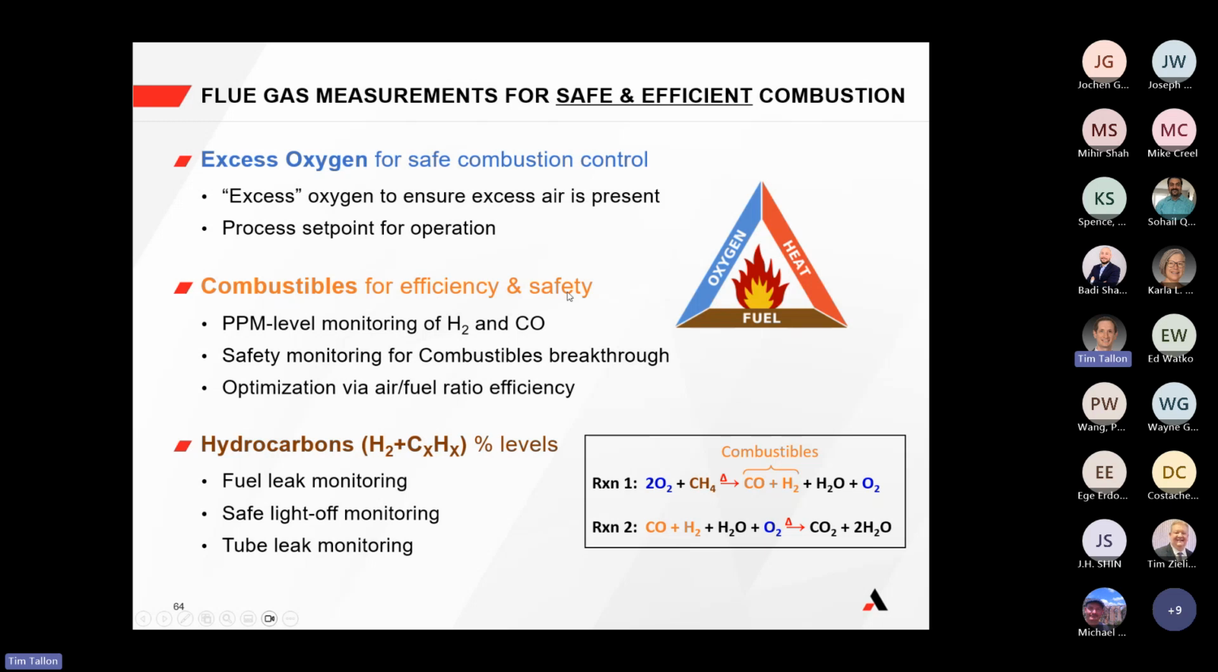As far as combustibles, for efficiency and for safety, again, combustibles provides that part per million level monitoring for hydrogen and carbon monoxide. It provides safety monitoring for combustibles breakthrough, and it provides an additional secondary measurement for optimization of the air-to-fuel ratio at the burner. And then finally, for measurement of hydrocarbons, which includes percent levels of hydrogen as well, as long as you calibrate with hydrogen. But again, that allows you to monitor for fuel leaks, for safe light off, and for any potential tube leaks, as long as it's not too big of a hydrocarbon, but also just monitoring of tube leaks as well. So just as a quick takeaway slide.